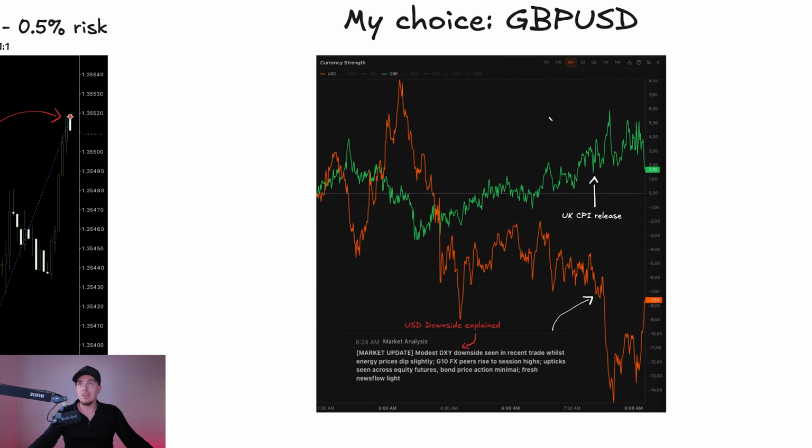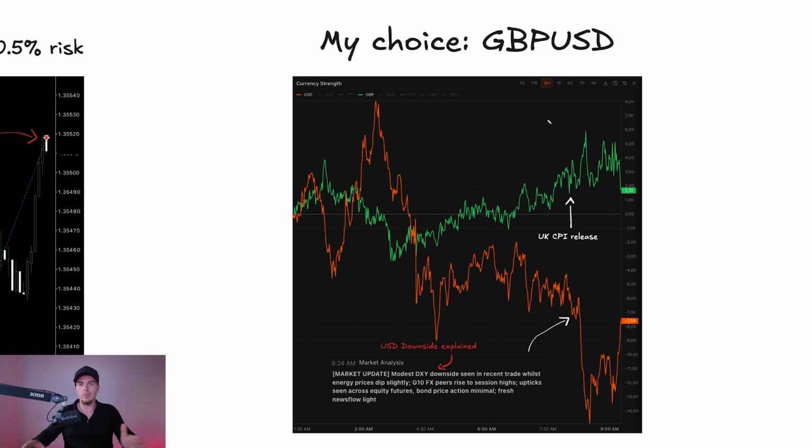my choice is GBPUSD. It's not GBPJPY, it's not GBPAUD, it's not EURGBP or GBPCAD. It's GBPUSD. Why? Simply because, in my opinion, it was definitely the most interesting to trade, especially if you want to long the GBP. And for example, this is the GBP performance, okay? So this is the UK CPI release, and as you can see, we experienced this little uptrend after that.